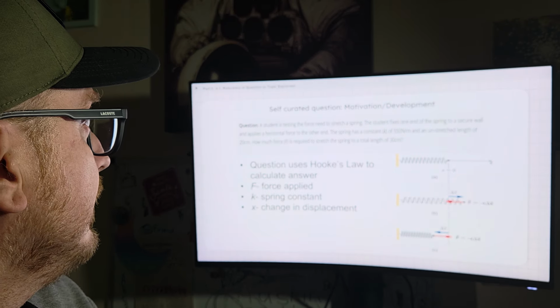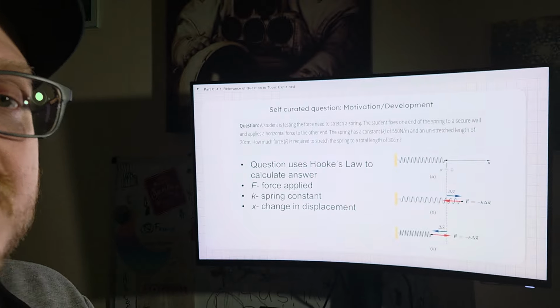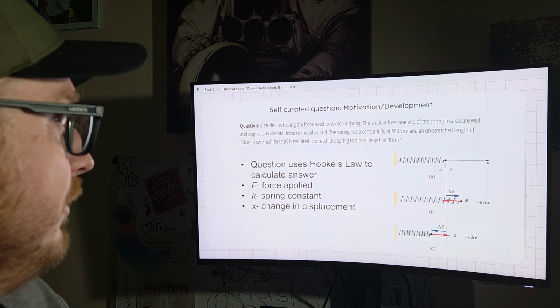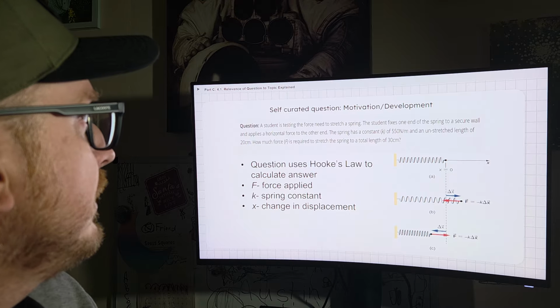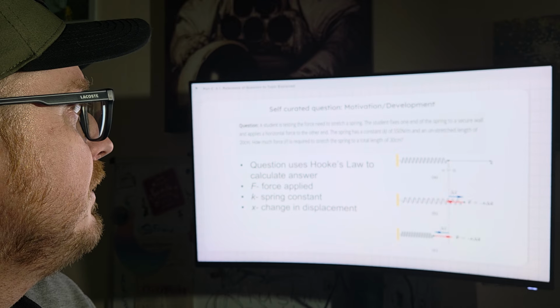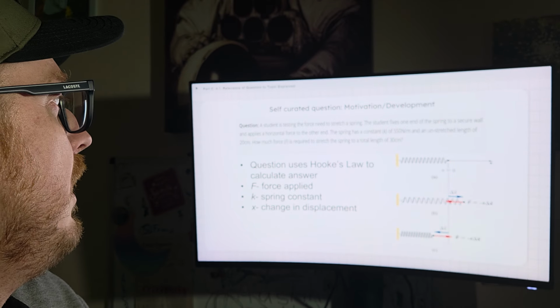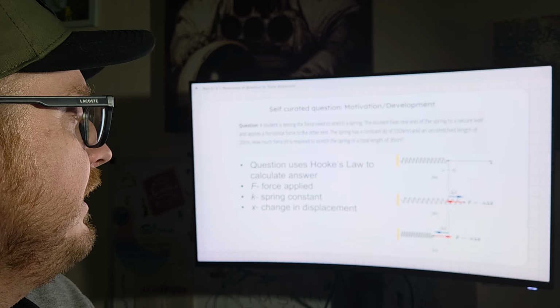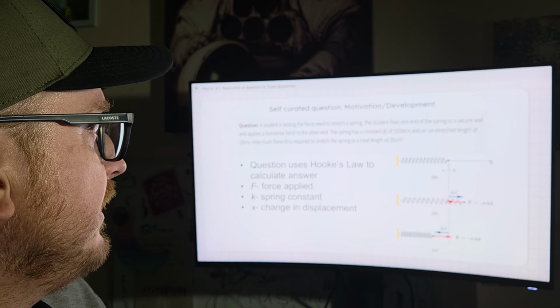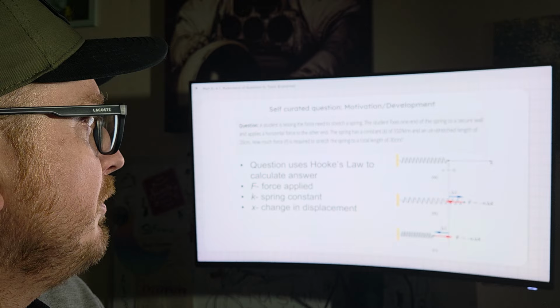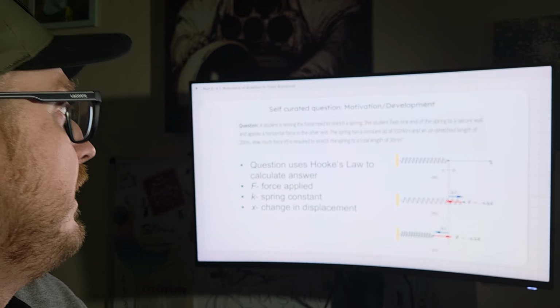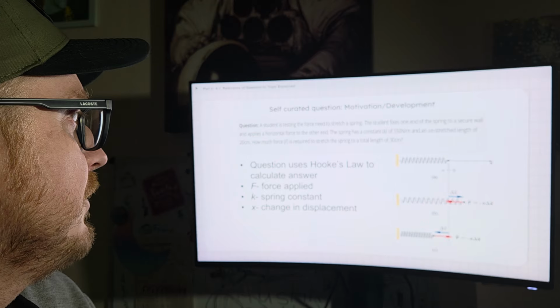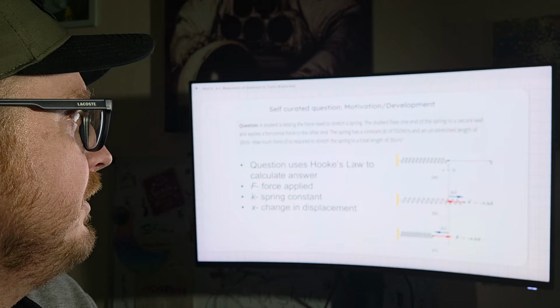The first slide is the relevance of question to topic explained. So I'm going to read the question and then we'll go over it. A student is testing the force needed to stretch a spring. The student fixes one end of the spring to a secure wall and applies a horizontal force to the other end. The spring has a constant of 550 newtons per meter and an unstretched length of 20 centimeters. How much force is required to stretch the spring to a total length of 30 centimeters?